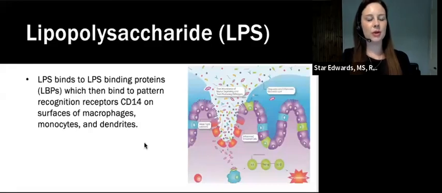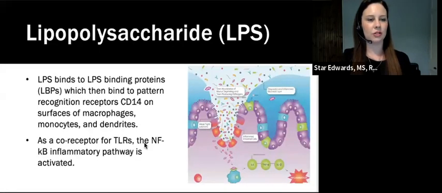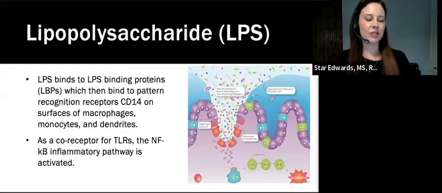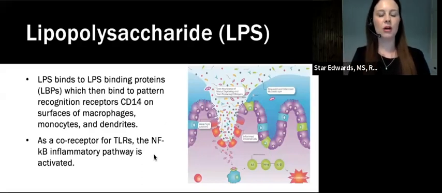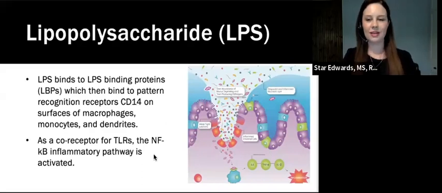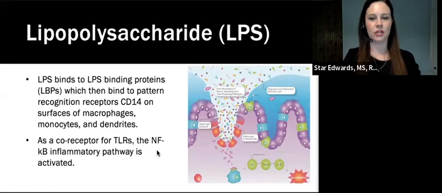LPS binds to LPS binding protein, which then binds to pattern recognition receptor CD14 on surfaces of macrophages, monocytes, and dendrites. And as a co-receptor for toll-like receptors, the NF-kappa B inflammatory pathway is activated. And if you aren't up to speed on all the fancy immune system jargon, this just means that LPS turns on the master switch for inflammation, and we have a big problem, especially if this is a chronic situation.